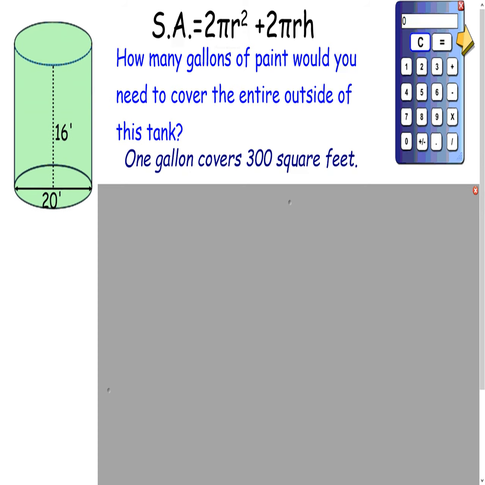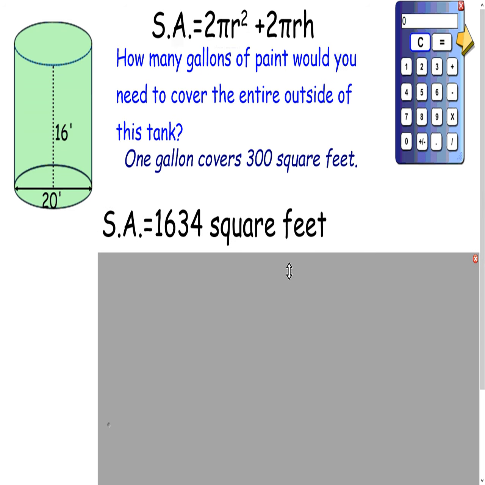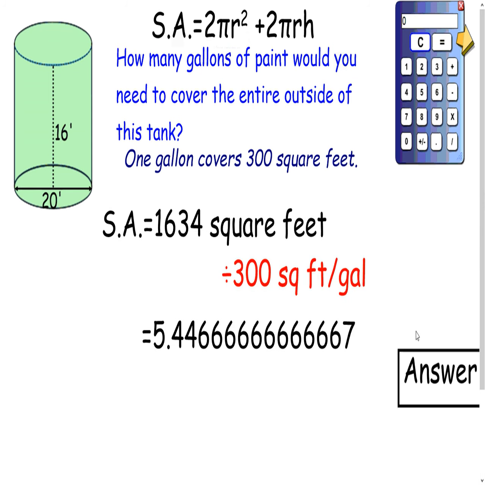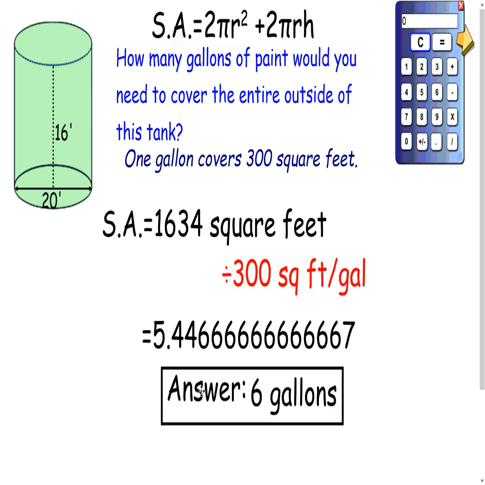So we take this, and we think, okay, the next thing is how many gallons of paint would you need to cover this tank, if we want to cover the entire tank with paint. One gallon of paint covers about 300 square feet. So we have our surface area of 1,634 square feet that we calculated in the last problem. We divide it by 300 square feet per gallon, and the square feet are going to cancel out, and you're going to end up with gallons. We get an answer of 5.446 repeating gallons, and you can't buy parts of a gallon at the store, so you're going to have to round up and get 6 gallons.